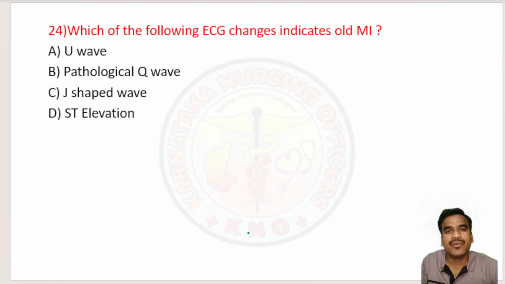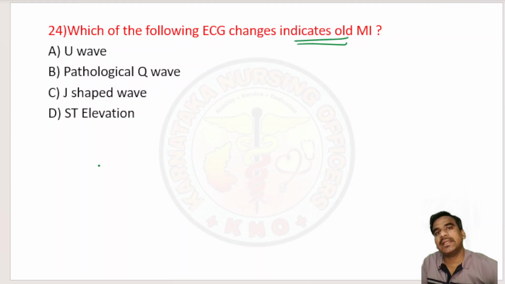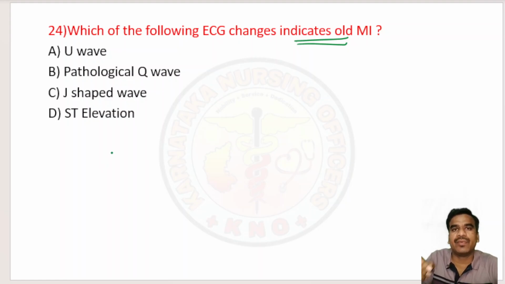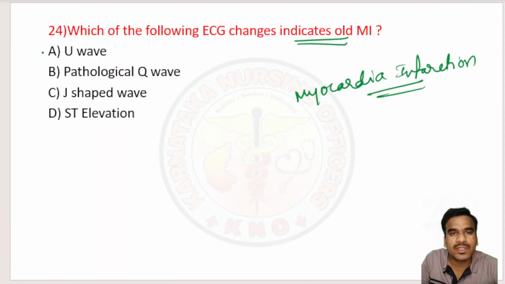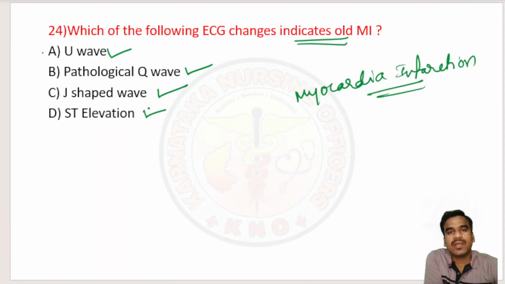The next question is: which of the following ECG changes indicates an old MI? After seeing the ECG, we can identify whether this is a fresh MI or an old MI, that is, the myocardial infarction. Option A, U wave and pathological Q wave. Option C is the J-shaped wave and option D is the ST elevation. So here I will show you.